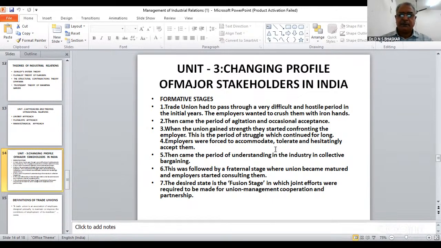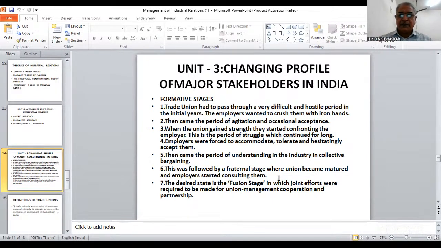In this particular process, the collective bargaining process started. So, what the workers require, what the unions desire, in this process they made it a collective bargaining. This was followed by the fraternal stage, where the unions became mature and employers started consulting them, and so on. When the unions became strong, they were also working for the benefit of the organization. Not only to assert the power of the employees, but the unions started working for the benefit of the whole organization.